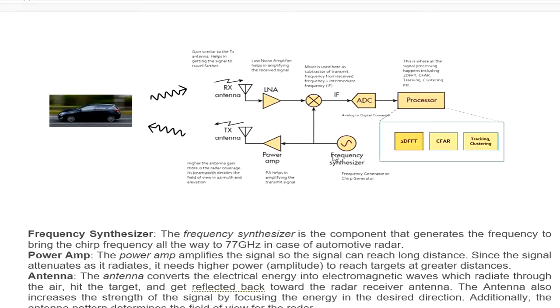So I say again, you have the generator, right? The chirp generator or frequency generator. You generate the waves and they go to the power amp to amplify the transmit signal, and from there they go to the antenna right here. It converts electrical energy into electromagnetic waves and sends them to the object, hitting the object right here. The object reflects back to the receive antenna right here. They amplify the received signal right here. It goes to the mixer right here. They get the intermediate frequency IF right here, and it goes to the analog to digital converter, and the last one goes to the processor to process the signal for tracking, clustering, something like that.